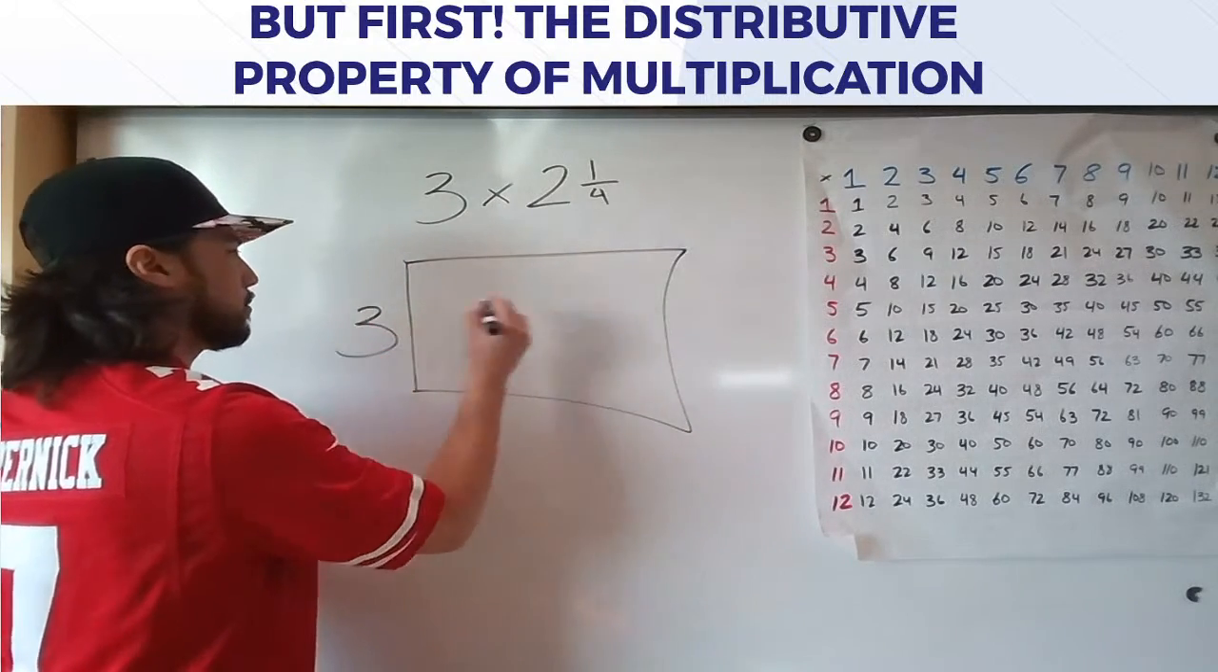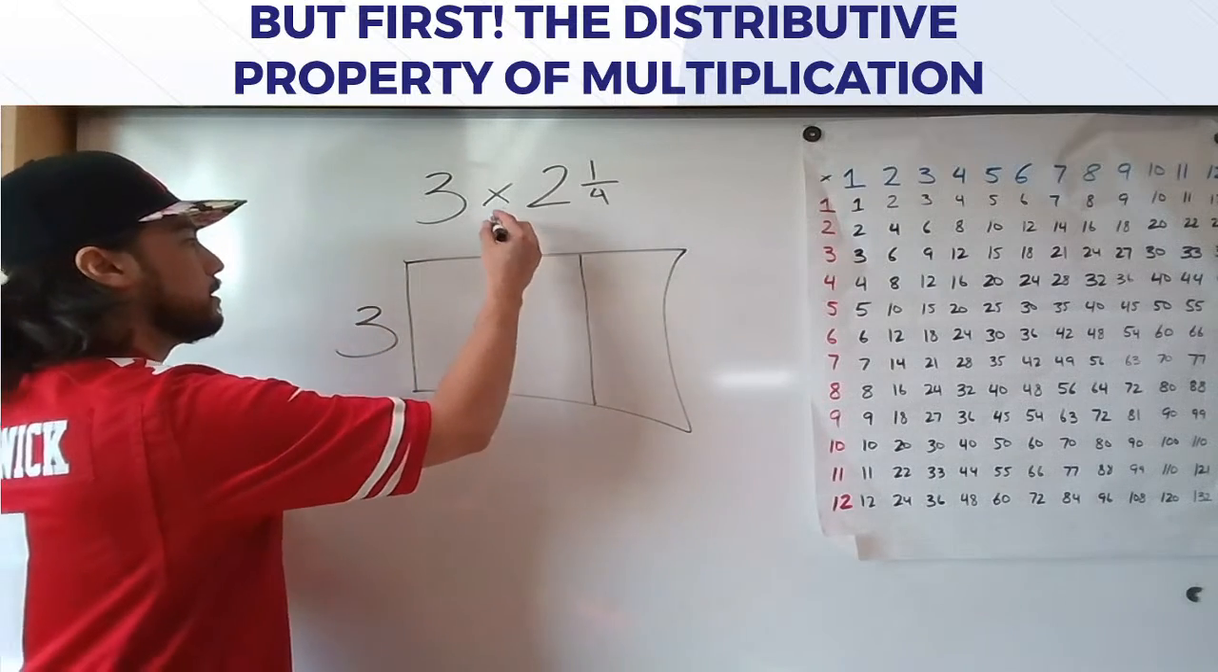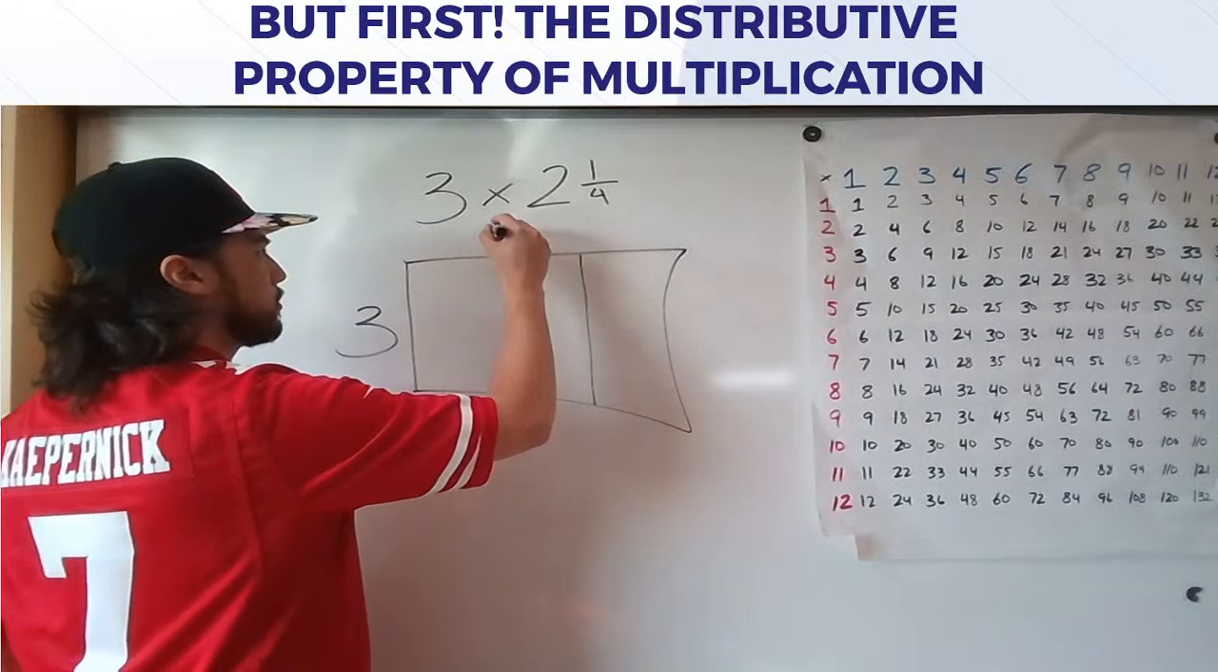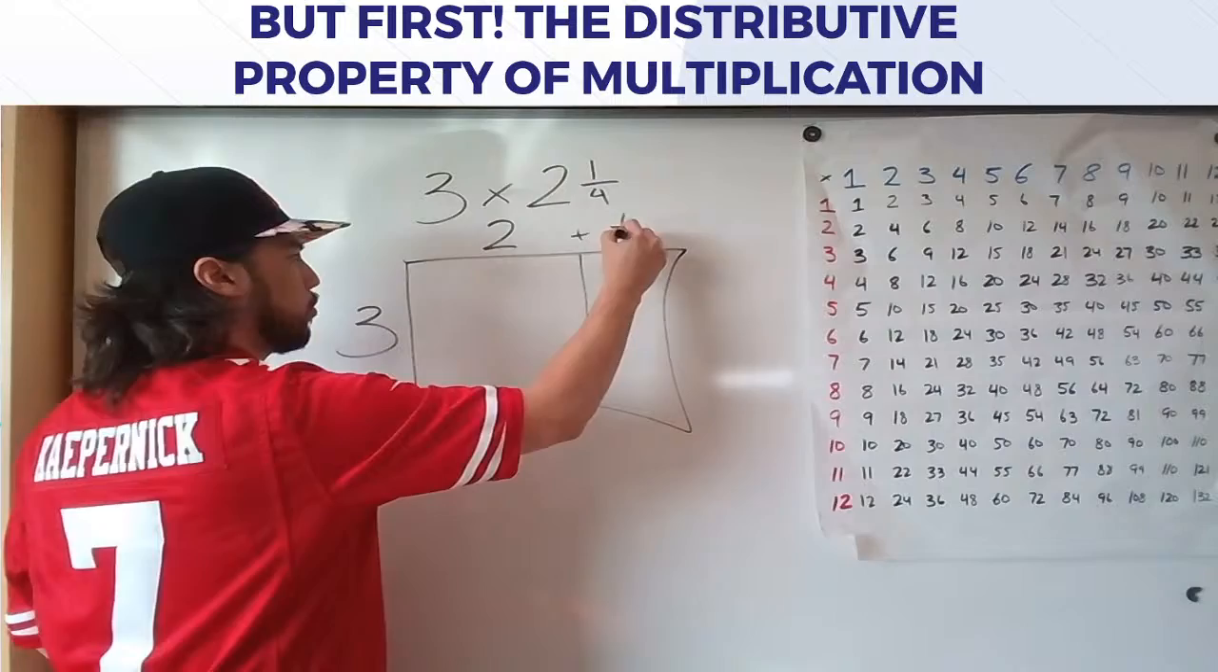We have 3 on one side. I know it's not to scale. This should be longer technically, but for an area model, it's not to scale. We're just using it as a tool. And then we have 2 plus 1/4.